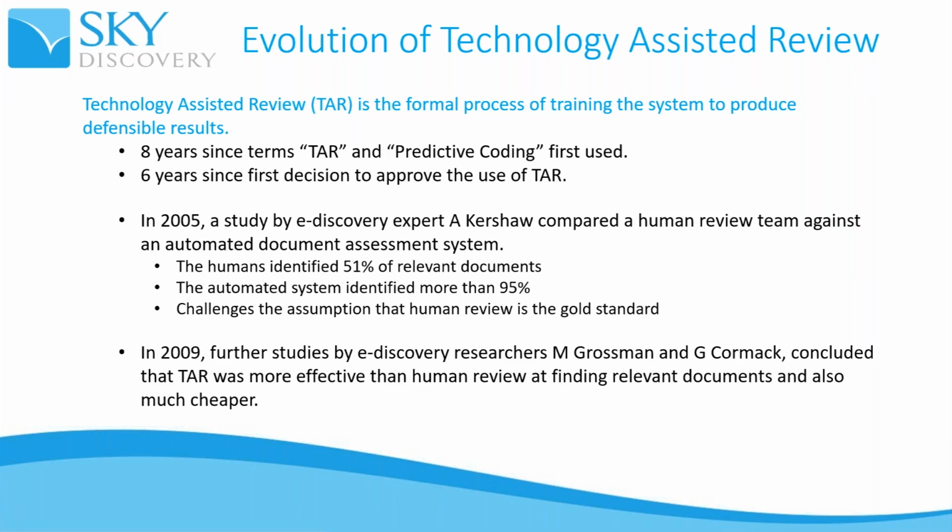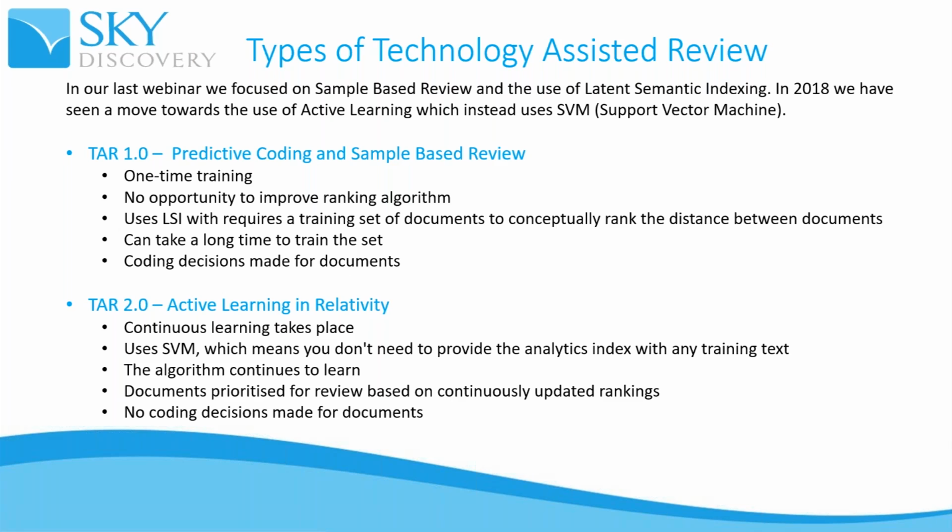And that was supported by further studies. We have one here in 2009 by e-discovery researchers Grossman and Cormack, who concluded that TAR was not only more effective than human review at finding relevant documents, it was also much cheaper. So before we look at active learning, we'll just talk about how it's evolved from TAR, what we call TAR 1.0, to TAR 2.0.